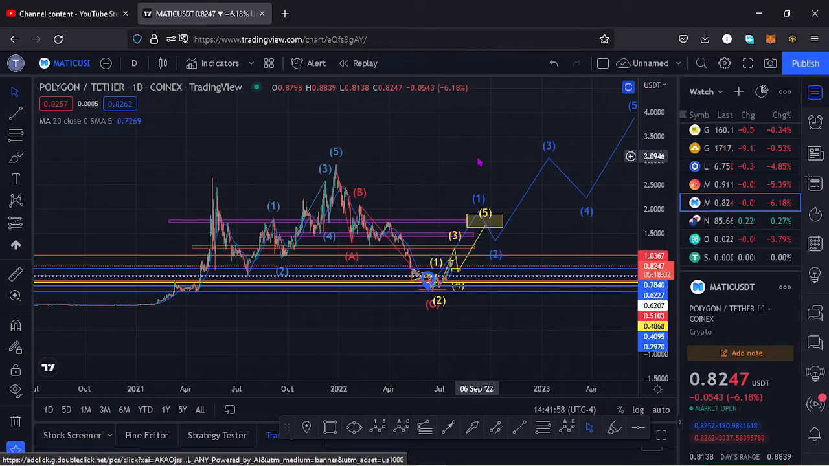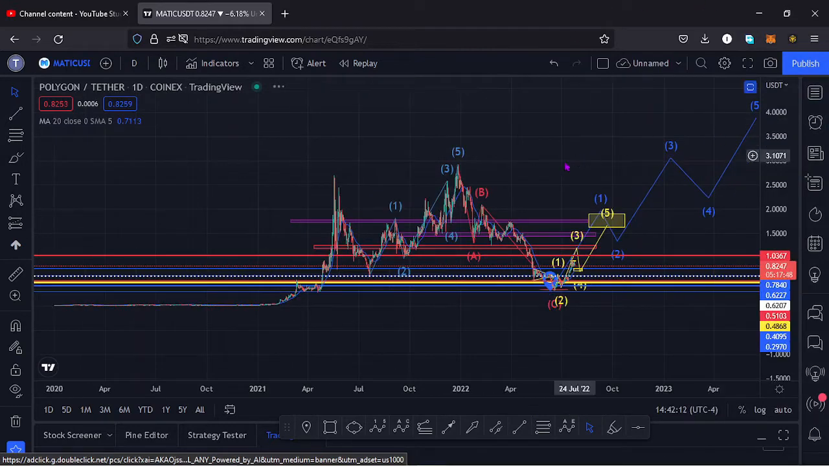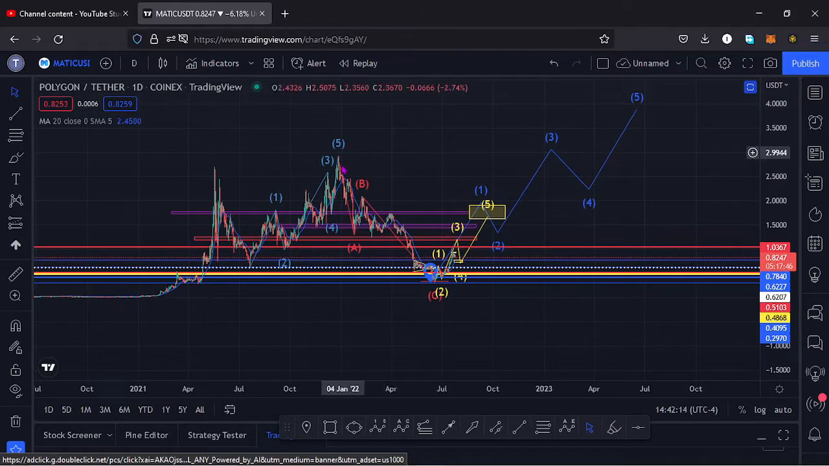update on Polygon Matic, whose current price stands at the $0.8247 mark, and here on TradingView the market is down by 6.18%. And in this video I want to give the key scenarios that I expect to play out, basing my analysis on the Fibonacci's, the Elliott waves, and the key areas of support and resistances.